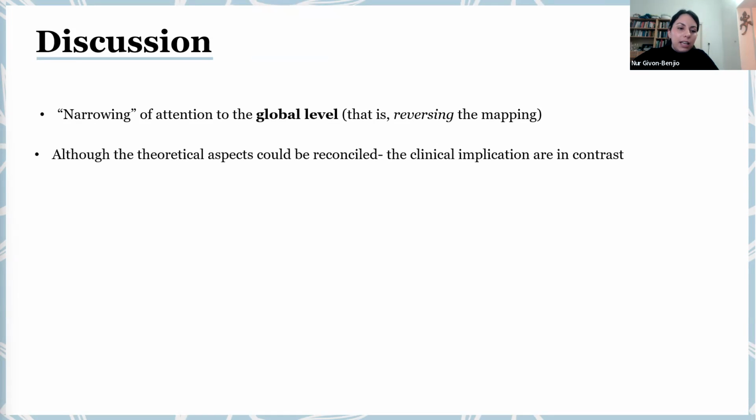Although the theoretical aspects of the current study and existing literature can be reconciled, their clinical implications are in contrast. That is, while existing literature indicates that anxiety should be treated by increasing the global bias, the current study indicates that the opposite is true. That is, that anxiety should be treated by increasing the attention allocation to the local features. However, the causal link between local training and the level of fear should be put to direct examination.